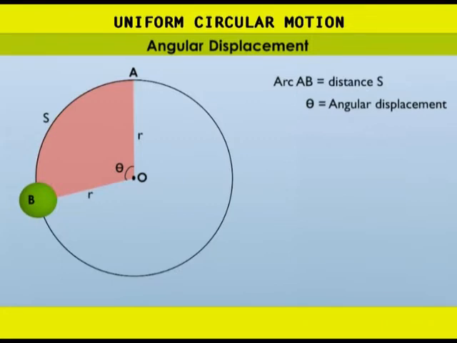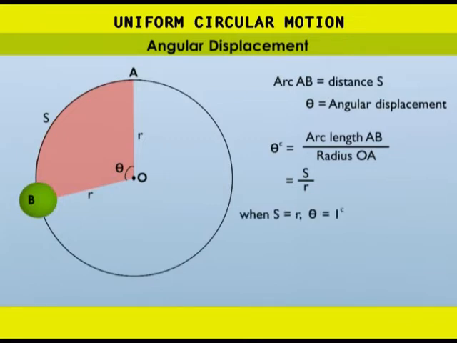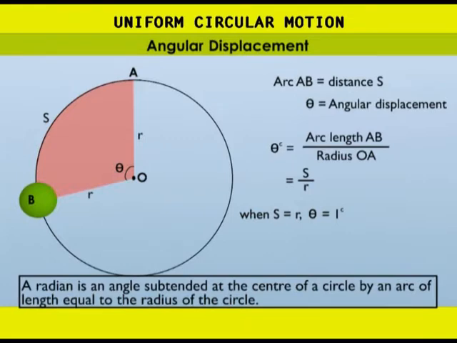In circular motion, angles are measured in radians. And this is the ratio of arc length to radius of the circle. And so theta in radians is equal to arc length AB over radius OA, that is equal to s over r. When s is equal to r, then theta is equal to 1 radian. By definition, a radian is an angle subtended at the center of a circle by an arc of length equal to the radius of the circle.